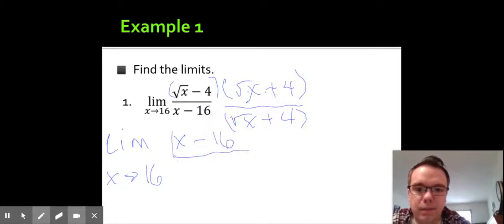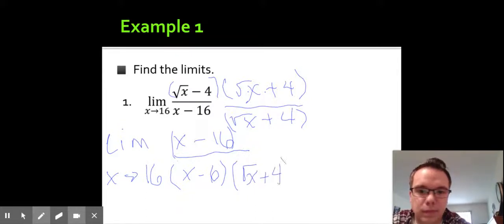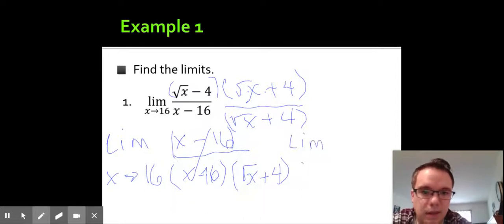On the bottom, I'm going to keep my x minus 16 and my square root of x plus 4 separate. So again, my x minus 16 and my x minus 16 cancel out, leaving me with just the limit as x goes to 16 of 1 over the square root of x plus 4.